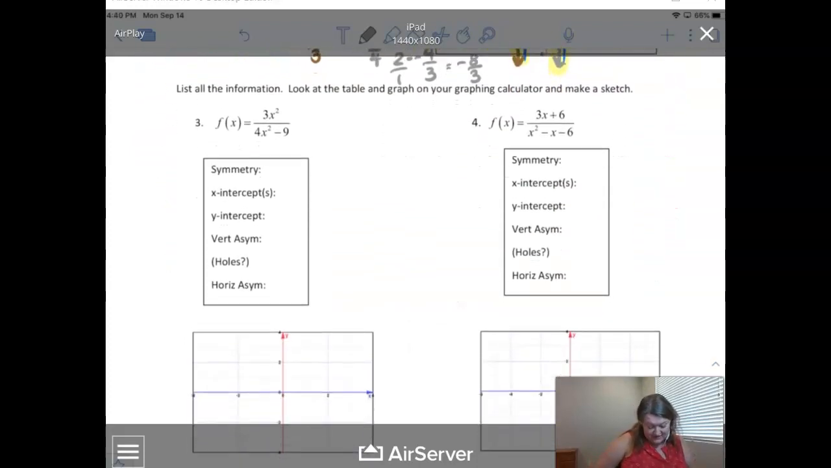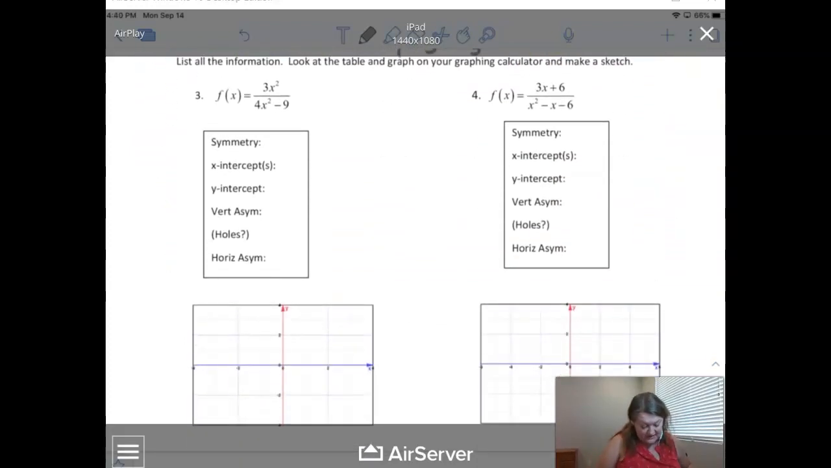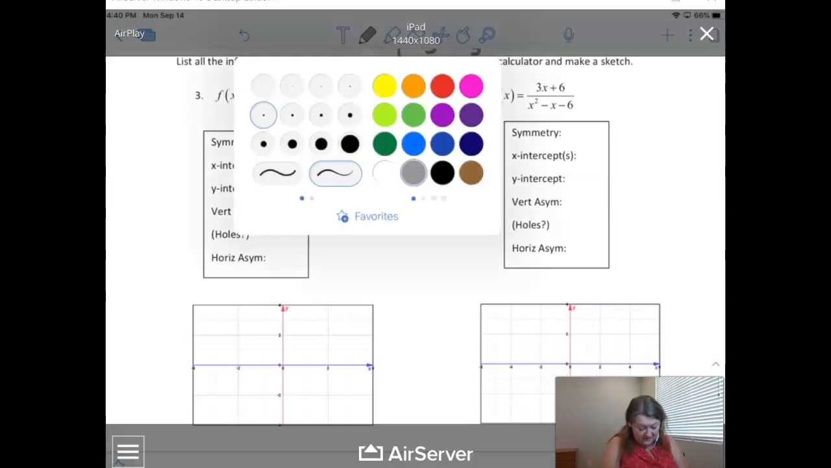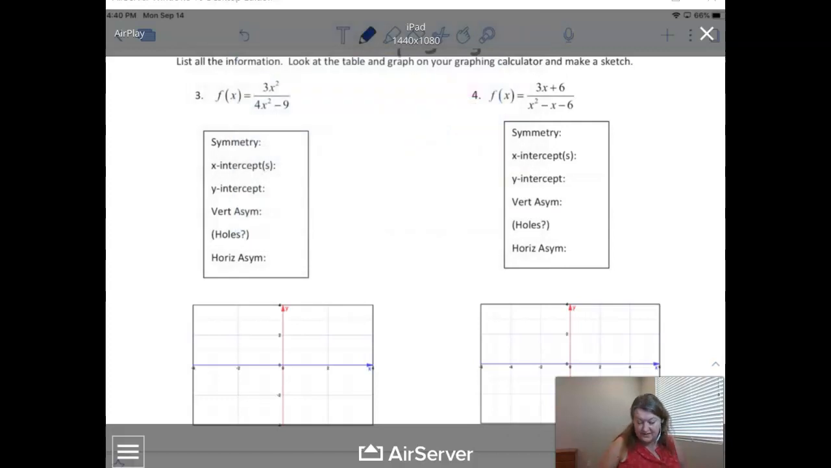Okay, it says on this one, list all the information, look at the table and graph on your graphing calculator and make a sketch. So we can get some other stuff done before then. Let's see what we can get done first. Okay, so let's test for symmetry. Remember, our first test for symmetry is just to plug in a -x wherever there was an x.